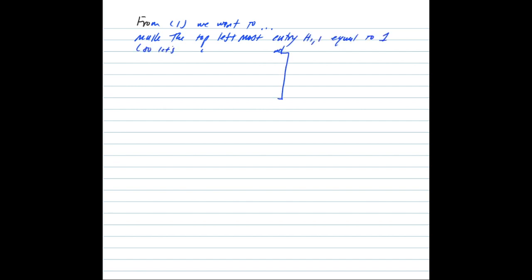So from that matrix, we want to make the top leftmost entry, so that is A1,1, the entry in row 1, column 1, equal to 1. So in order to do that, let's interchange row 1 and 4. And then we want to add 1 times row 1 to row 2, and then 2 times row 1 to row 3. And the reason we're doing this is because of property 4. So the leading entry in each non-zero row is 1.